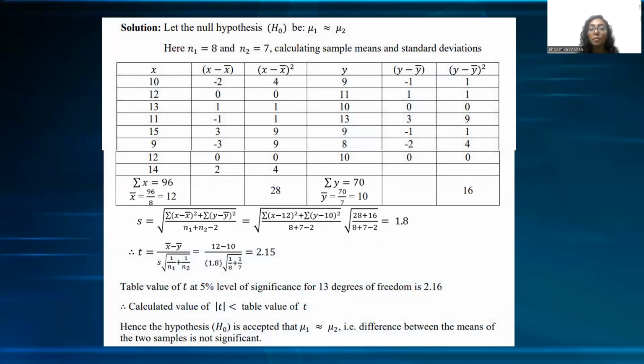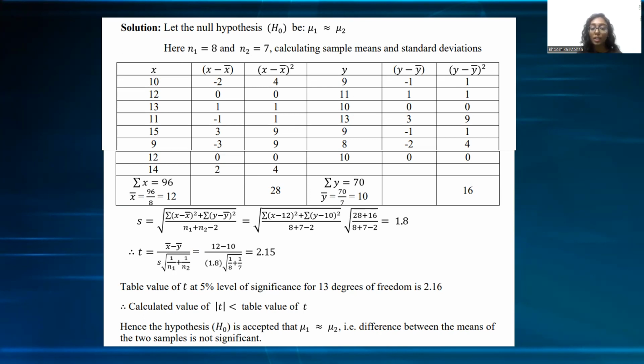Solution: let the null hypothesis H0 be mu1 similar to mu2. Here n1 equals 8 and n2 equals 7. Calculating sample means and standard deviation, here is the table. S equals root of [summation (x minus x bar) whole square plus summation (y minus y bar) whole square] by (n1 plus n2 minus 2), that is root of (28 plus 16) by (8 plus 7 minus 2), which is equal to 1.8. Therefore, t equals (12 minus 10) by 1.8 into root of (1 by 8 plus 1 by 7), that is equal to 2.15.